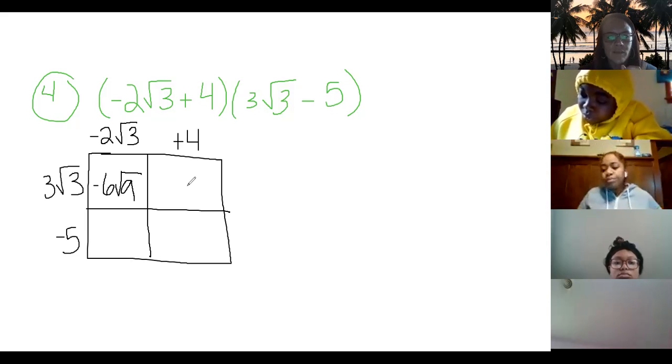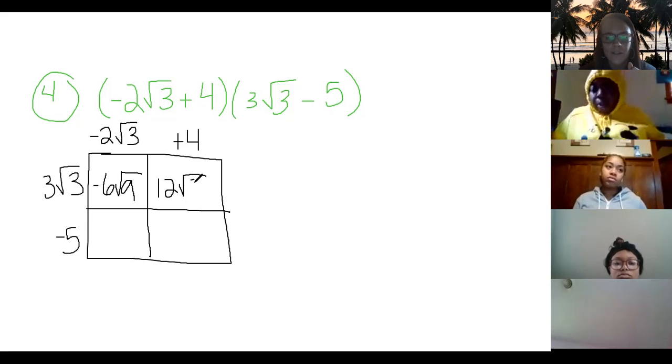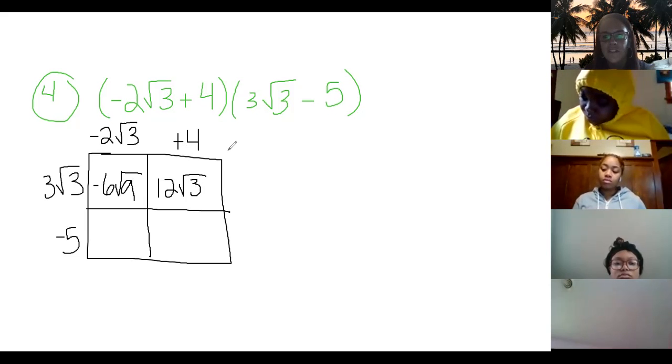All right, now in this box, it'll be 4 times 3 square root of 3. So there's no radical. It's just whole numbers that we're going to multiply. So that'll be 12 because you're multiplying your whole numbers, and then you just stick the radical on the end of that 12. Because you're still multiplying it, but there's nothing to multiply. So you're just going to stick it at the end of the 12.